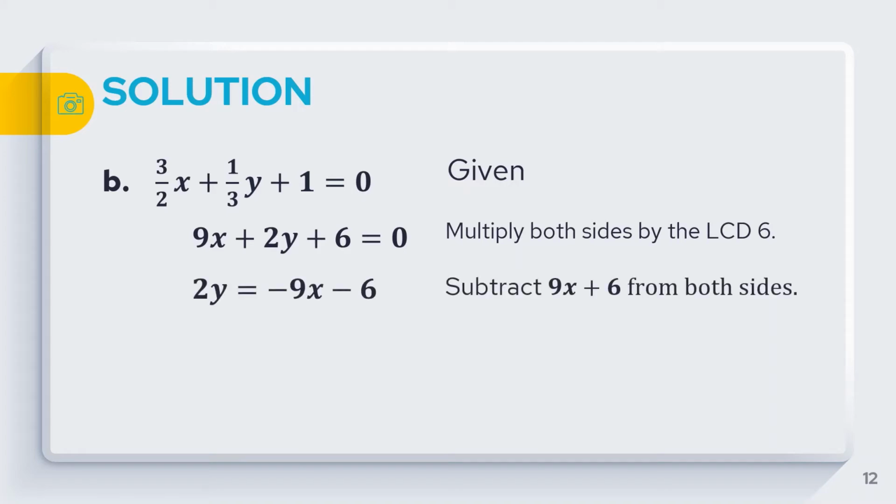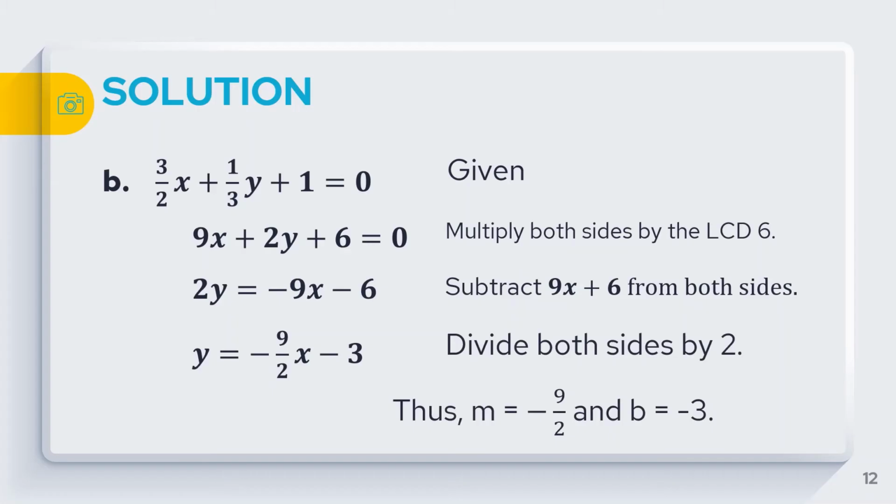So we have now 9x + 2y + 6 = 0. Since the format of our equation should be y = mx + b, we have to make sure that the remaining variable on the left side is y and the rest will be on the right side. To do that, we have to subtract 9x from both sides. So what will remain now is 2y = -9x - 6.